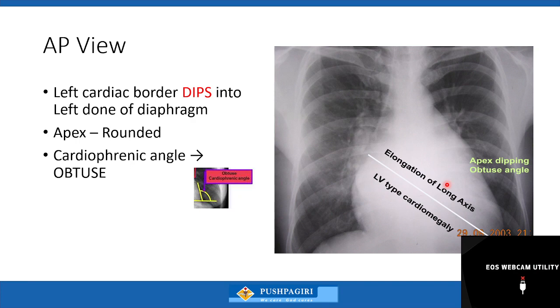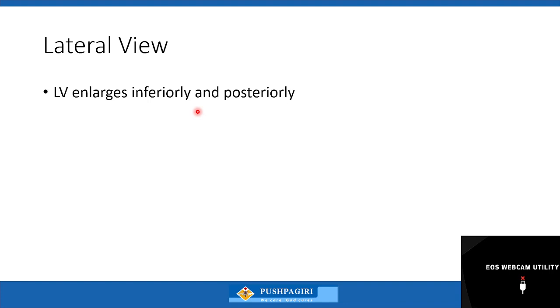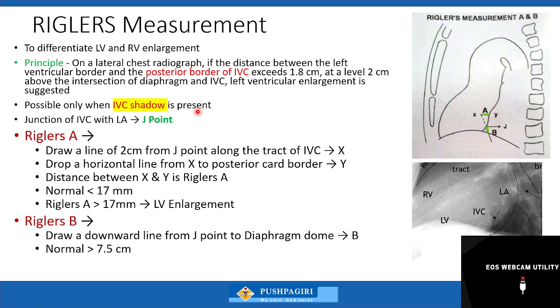In a lateral view, we can see that the retrosternal space will be occupied by the left ventricle, and the pre-vertebral space a little will be occupied, and it will enlarge inferiorly and posteriorly. So this is the criteria, an older method called Hoffman-Rigler's method, to determine the LV enlargement. It is actually used to differentiate between LV and RV enlargement. Difficult to do, but it's of academic interest.